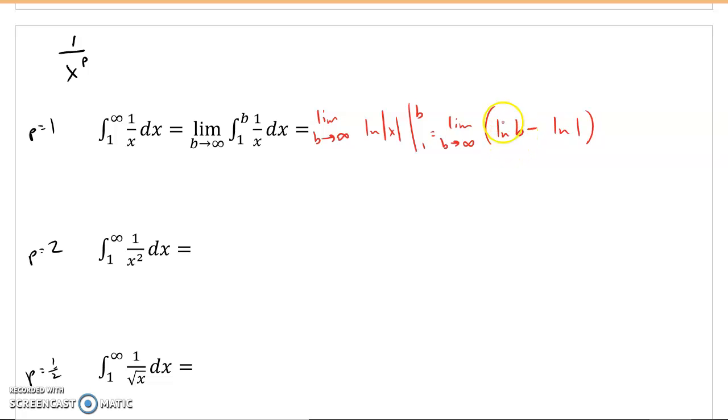And we've talked about this before. The natural log function grows slowly, but it grows without bound. There's no horizontal asymptote on the natural log graph. So natural log of b goes to infinity, and natural log of 1 doesn't really matter what it does. I guess if it went to infinity as well, we'd have a problem, but it is 0, in fact. So an infinite value minus 0 is still infinity. So the bounded area, which is infinitely large, has an infinite area. What a surprise. Actually, that's not surprising at all. When this happens, we say the integral diverges.